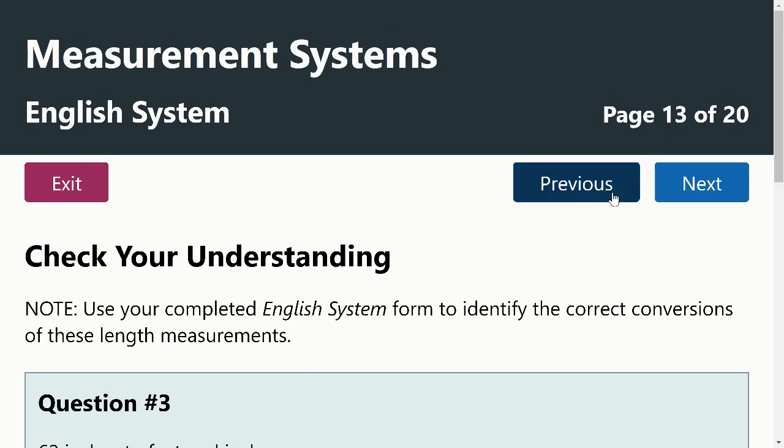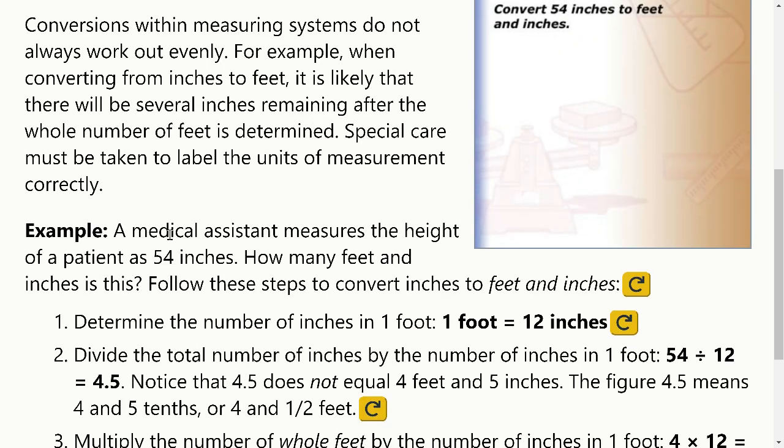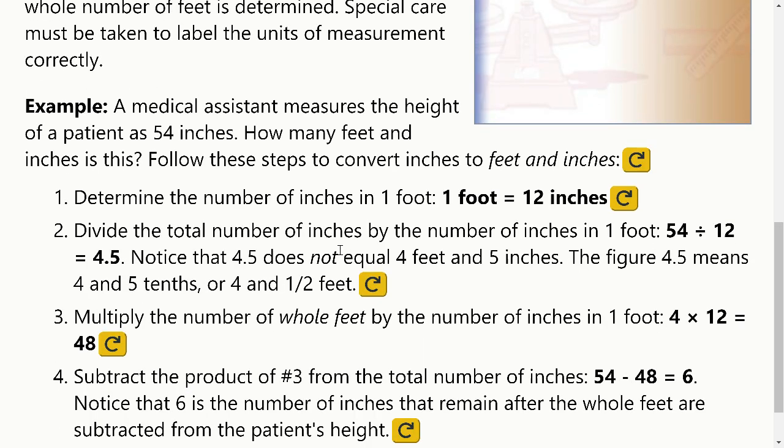Go back to the example. Convert English units. All right, so we had 62 inches. We know 1 foot equals 12 inches. So the first part was like she divided 62 by 12, just like this. You got 62 divided by 12, and that gave you 5. You said 5 point what?